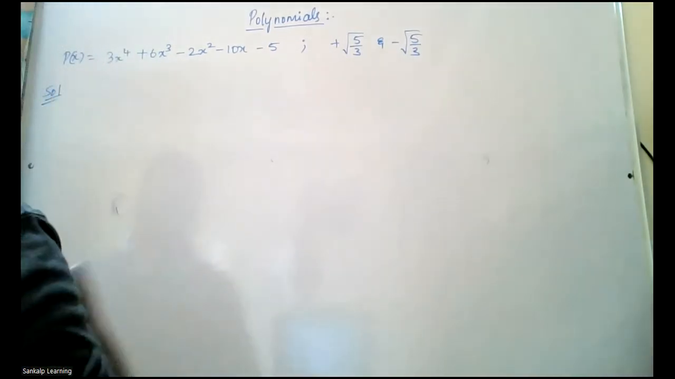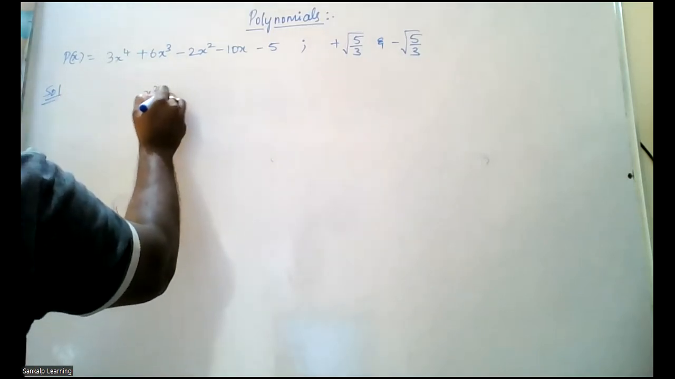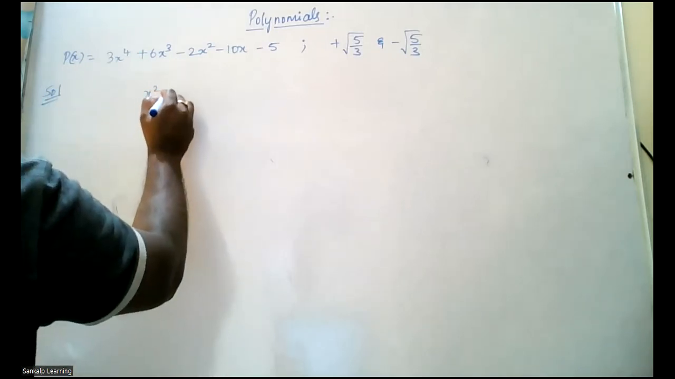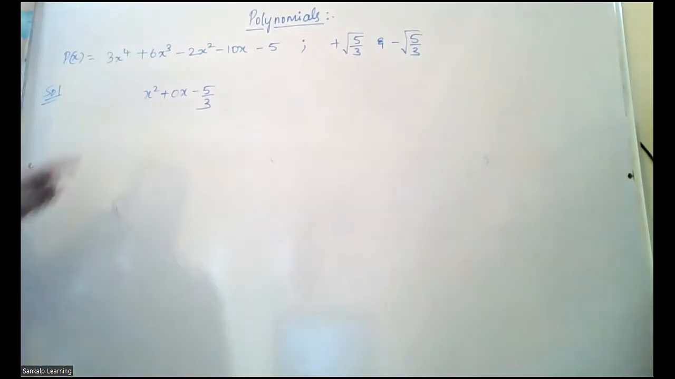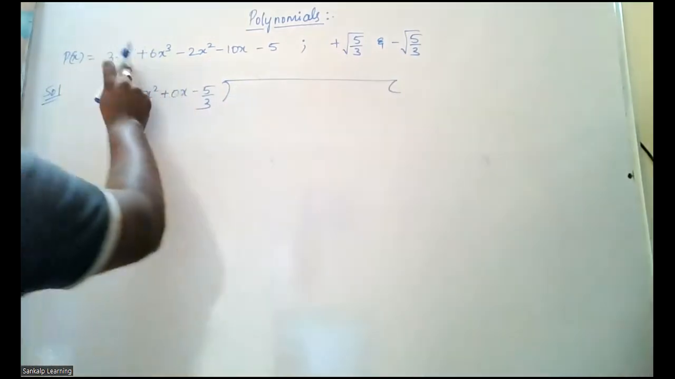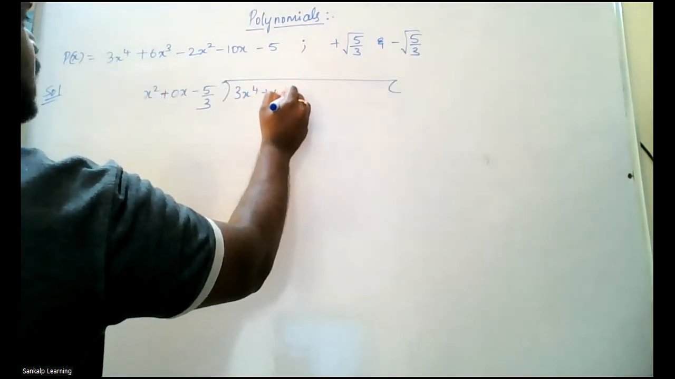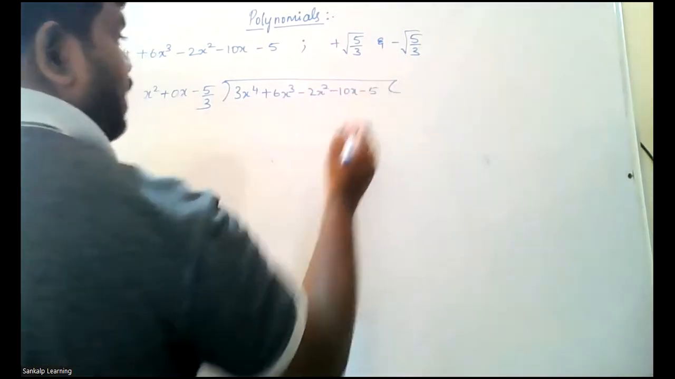So let's take the polynomial g of x that we got, which is x square minus 5 by 3. Let's write it in the standard form. After x square, we should have 0x, then comes minus 5 by 3, isn't it? So, decreasing orders of powers. P of x is already in the decreasing order, so no problem: 3x power 4 plus 6x cube minus 2x square minus 10x minus 5.